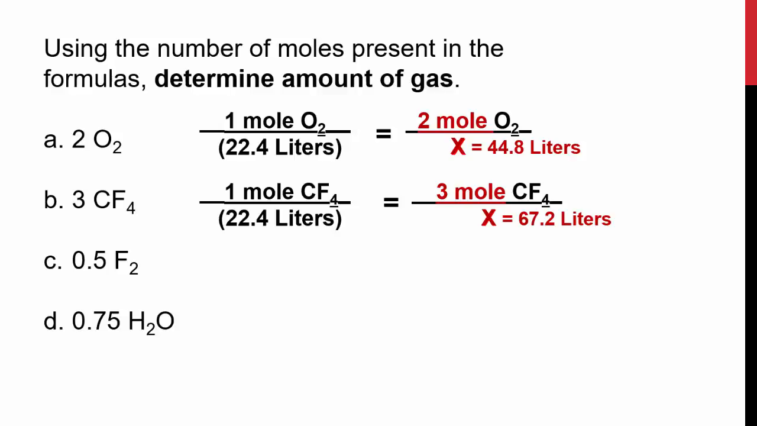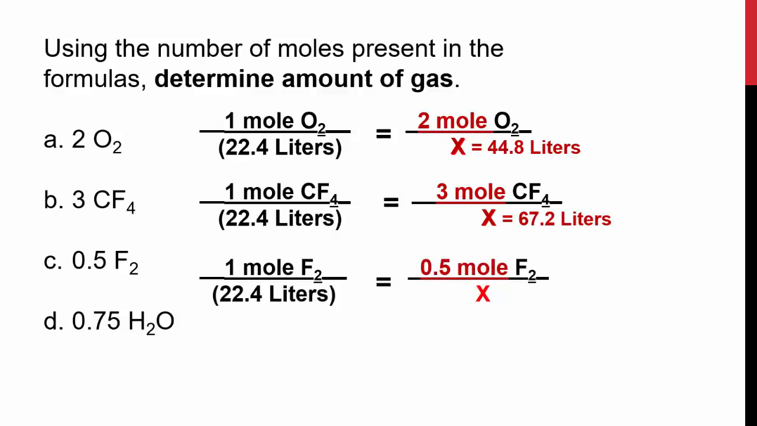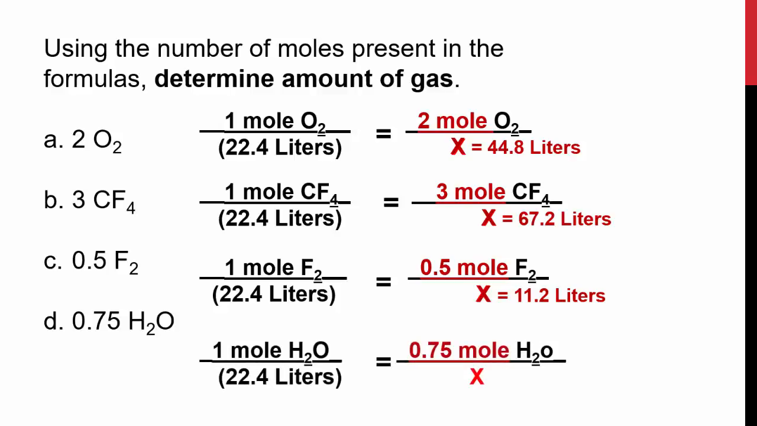In our third example, we're going to half a mole. So we're taking 22.4 and multiplying it by 0.5, giving us 11.2 liters. And finally, again, we're taking less than a mole, and we are taking 0.75 moles of water times 22.4 liters from our standard, and we will get 16.8 liters of water vapor.